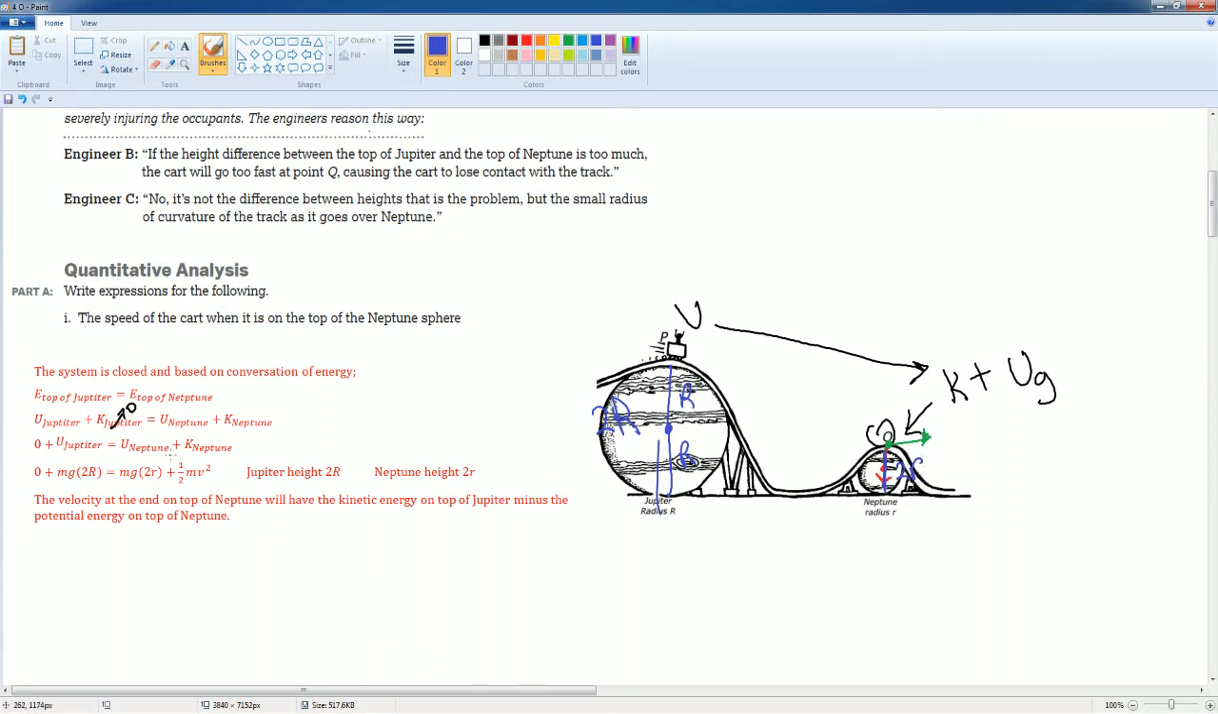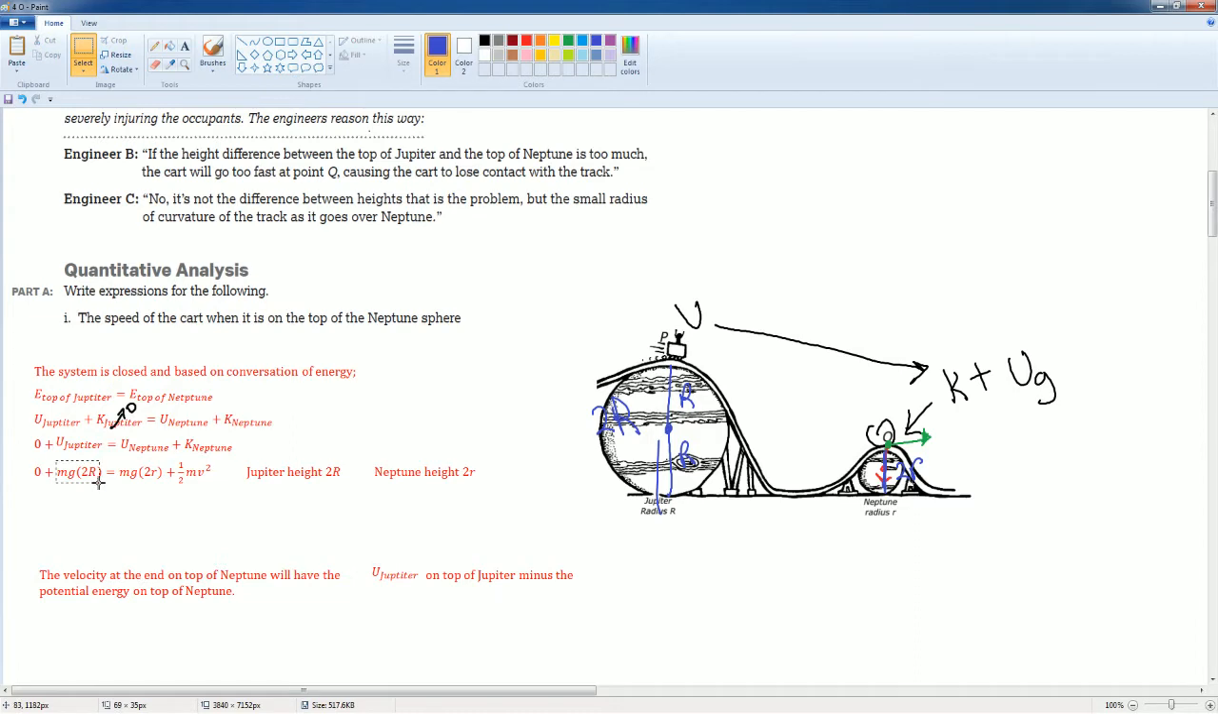All right, then we would say that down here, the velocity at the end, on top of Neptune, we'll have the kinetic energy. No, not the kinetic energy, we'll have the potential energy from on top of Jupiter minus the potential energy on top of Neptune. Yeah, that is correct. Let's see that. Here, let me show you.